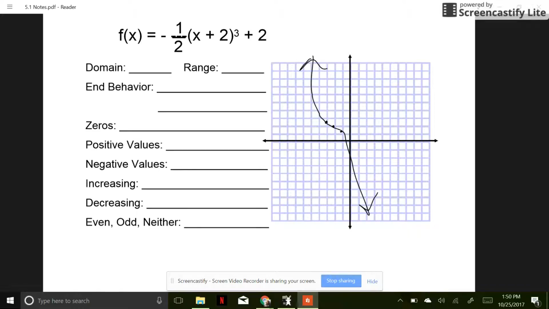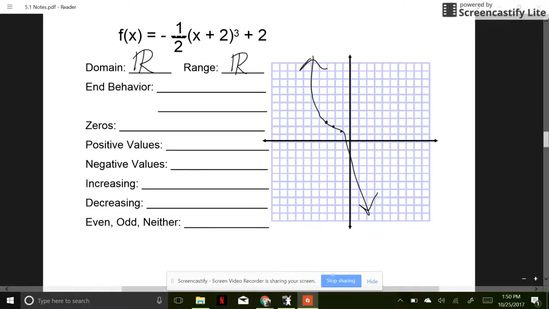Domain, we're thinking about all of the possible x values. We're going up and left forever. We're going down and right forever. Domain is all real numbers. Range is all real numbers. And behavior, as x goes to positive infinity, as we look to the right on our graph, what are the y values doing? They're going down. F of x goes to negative infinity. As x goes to negative infinity, as we look on the left side of our graph, what are y values doing? They're going up. So they're going to positive infinity.